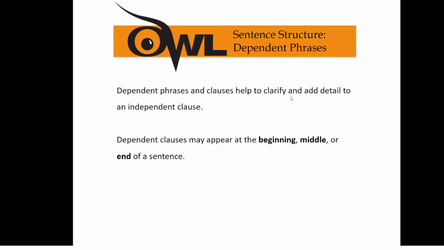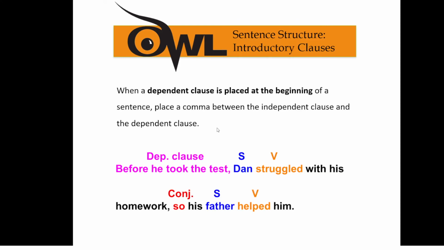Dependent phrases and clauses help clarify and add detail. They can appear at the beginning, middle, or end. Why is that being pointed out? Because that will affect where the comma is. So where you put your dependent clause changes where the comma goes, okay?